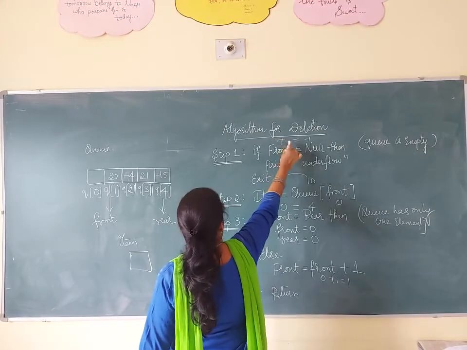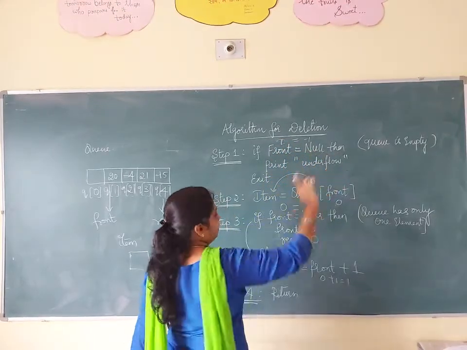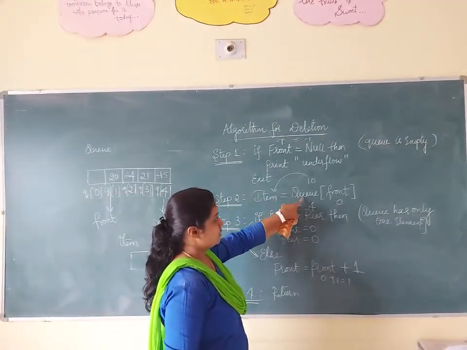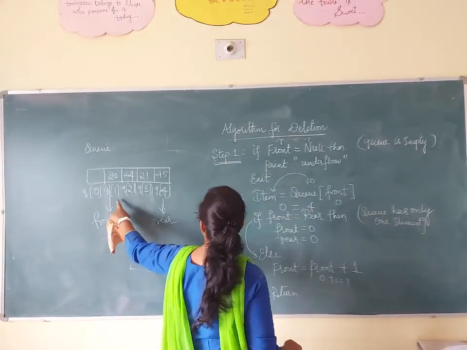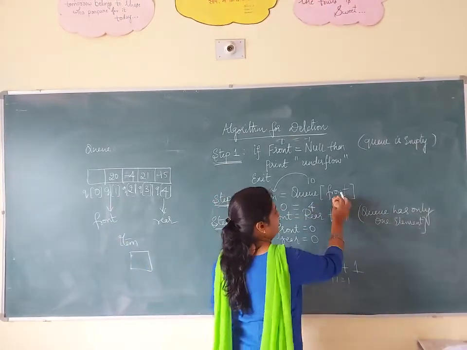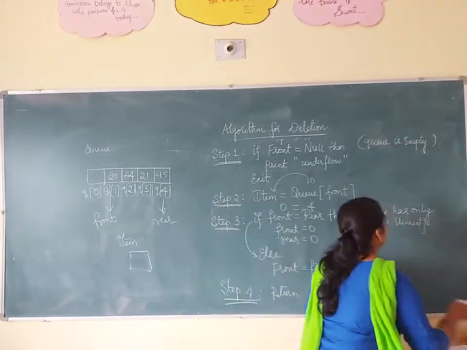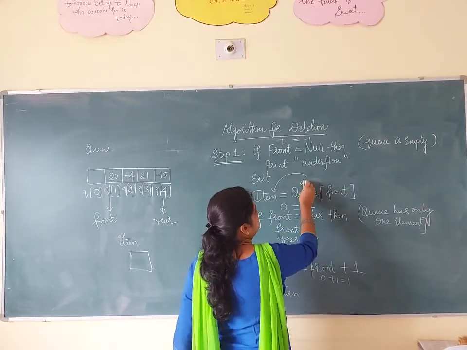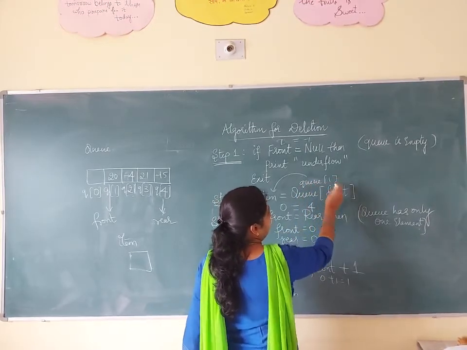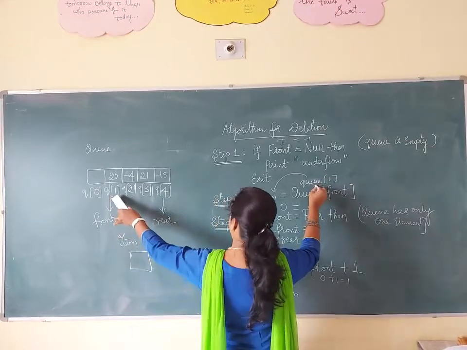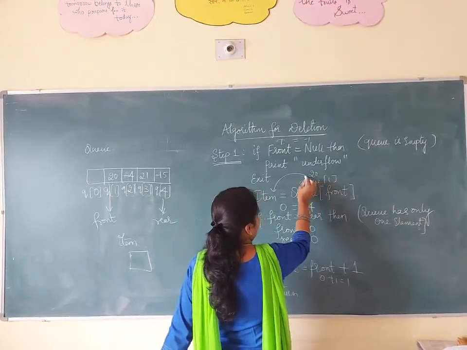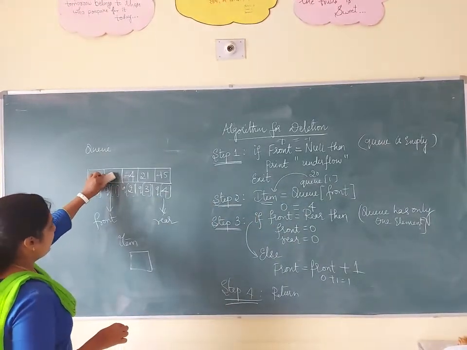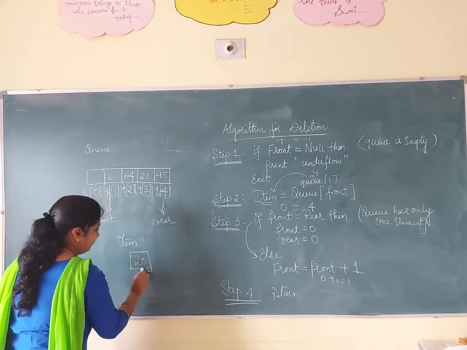What is my front value? Front value is 1. 1 is not equal to -1, so the queue is not empty. So it will come to step 2. Item is equal to queue of front. What is my front value? 1. Queue of front means queue of 1. In queue of 1, which element do I have? 20. That will be assigned to the item variable. So you take this 20 and store it in the temporary variable item.